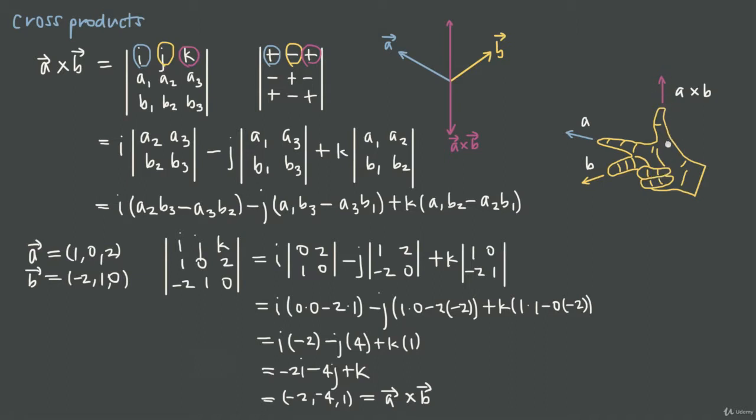So if you hold that orientation of your hand and you're able to hold your index finger pointing toward the vector a, and you're holding your middle finger, b, pointed toward -2, 1, 0, then wherever your thumb is pointing, and your thumb's usually pointing straight up or straight down, that's the direction in which the cross product vector would point.